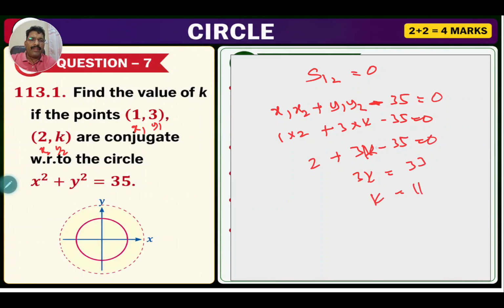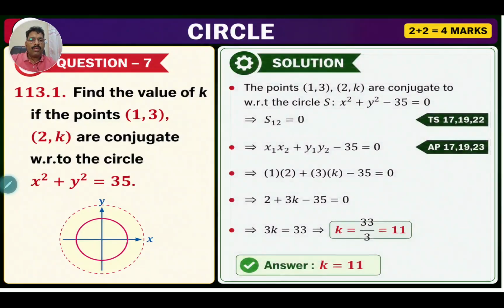2 minus 35 is minus 33. Minus 33 if you take that side, it becomes plus 33. K value is 11. So see the solution now. Like this you have to find. Two points are conjugate, condition S12 equal to 0, x1x2 plus y1y2 minus 35 equal to 0. The x1, x2 and y1, y2 values you have to substitute and simplify, we got k value 11. So we'll go for the next question.